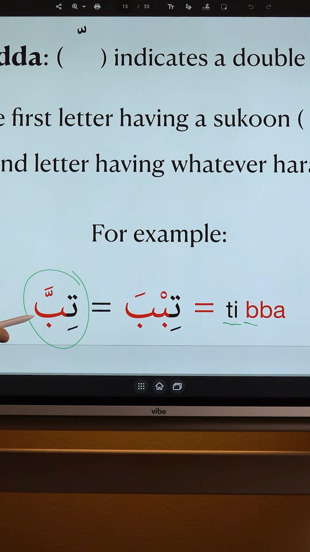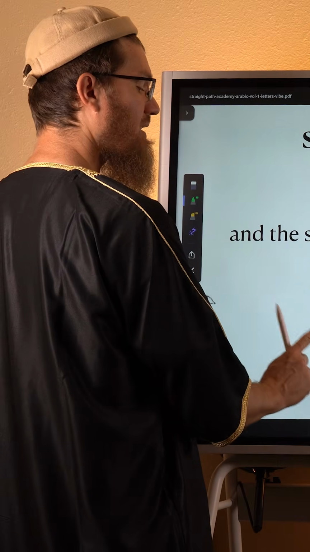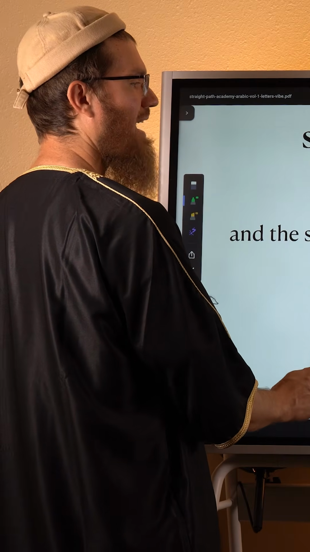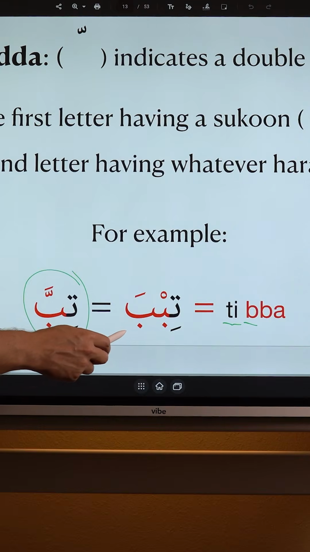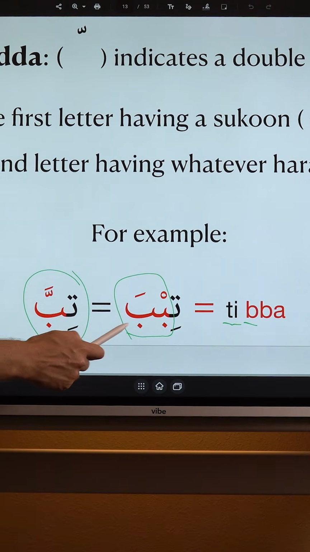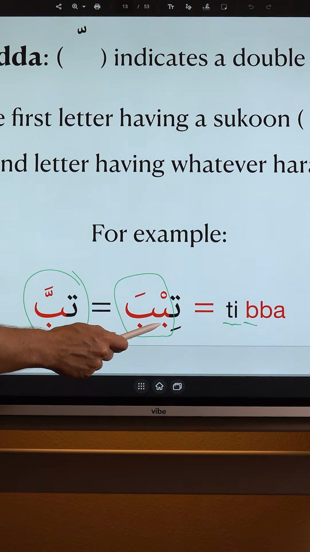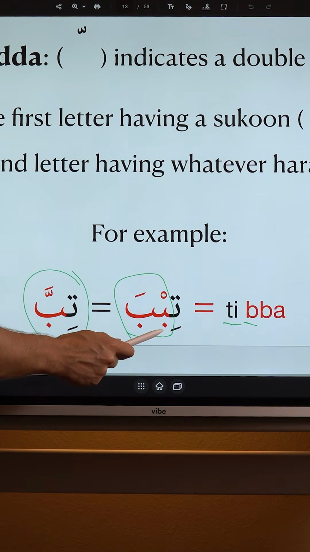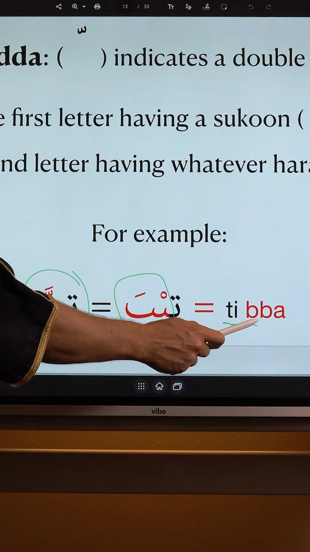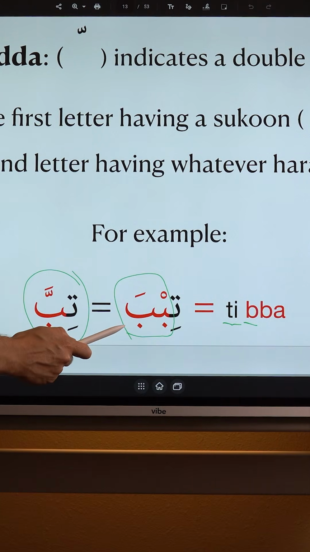So that means there's not just one ba, but rather there's two bas. As we said, the first letter is always going to have a sukoon, and the second letter is going to have whatever haraka is written. So for example, if we look at this, we see that there are two bas written. The first ba has a sukoon, meaning there's no haraka. So we would write just a B without a vowel sound coming after it. But the second letter is going to take whatever haraka is written.